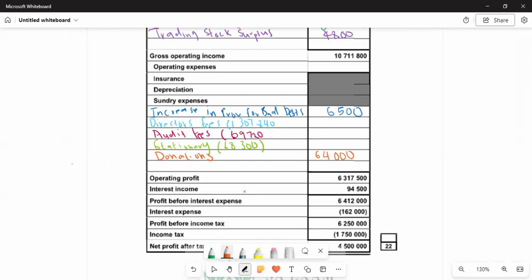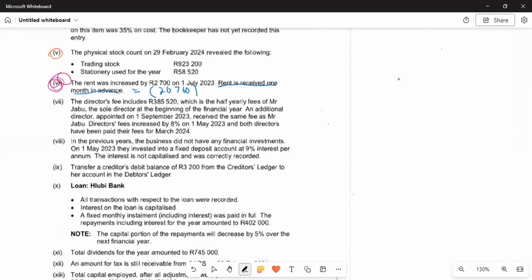Now, let me see the additional information relating to my director's fees. They say the fee was 385,520. This fee was a half-yearly fee for Mr. Jabu, the sole director at the beginning of the financial year. Now, this is important: at the beginning of the financial year, and this was half-yearly, meaning that this amount was for 6 months, starting at the beginning of the year. An additional director appointed on 1 September 2023 received the same fee as Mr. Jabu, meaning that they were earning the same.